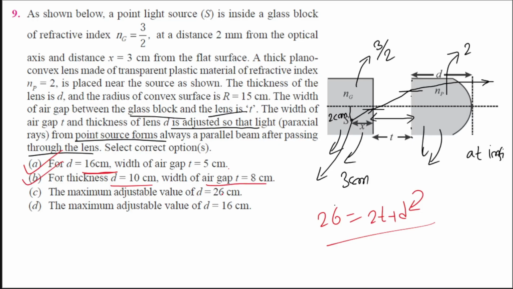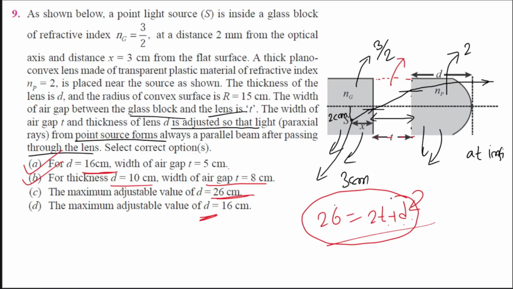The maximum adjustable value of d is what? So what can be the maximum adjustable value? Now see, what can be the maximum value of d? You can adjust d maximum up to here, right? That is, maximum you can make t equal to 0. Done. So maximum adjustable value of d is how much? It is 26 centimeter, because if you want the maximum value of d from here, you make t equal to 0, it will be 26. The option says the maximum adjustable value of d is 16 centimeter. No. Done.